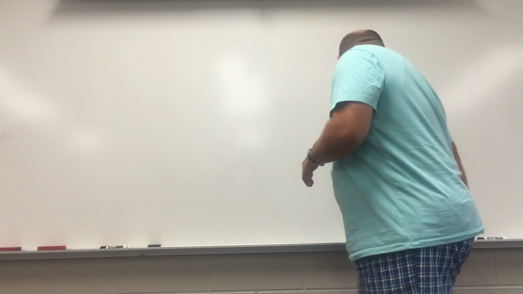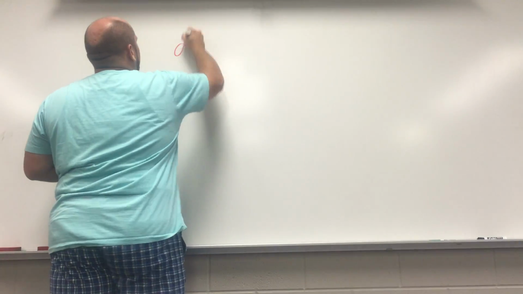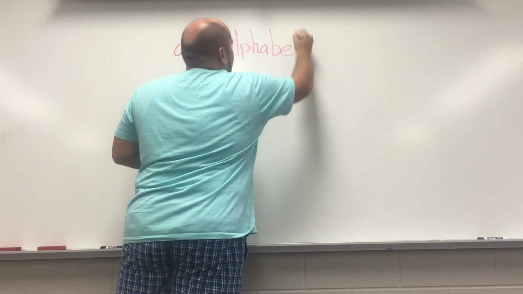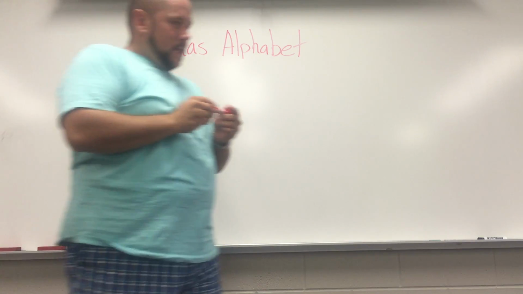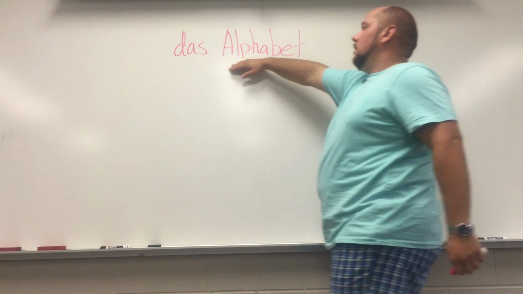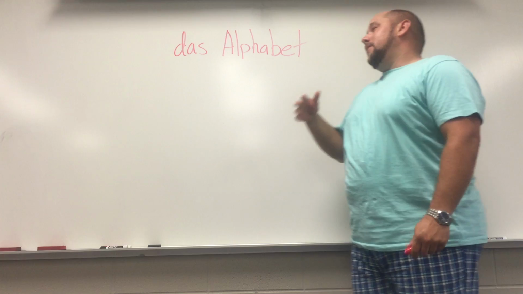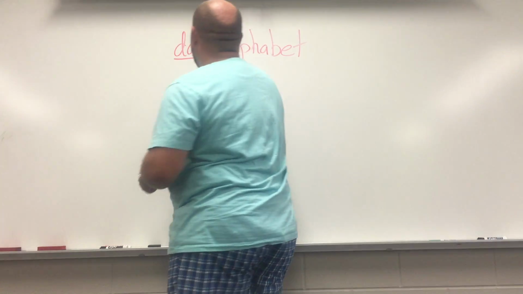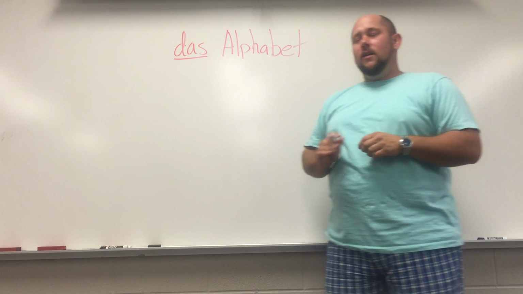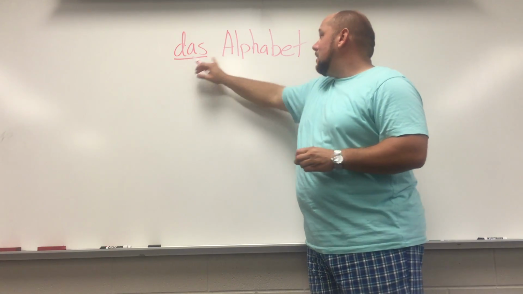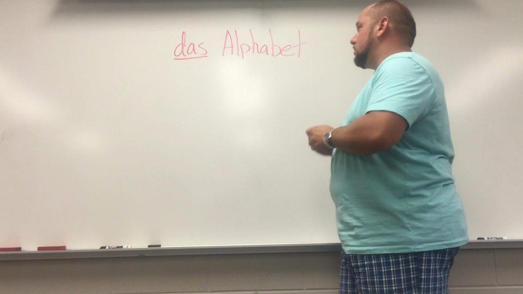All right, so today we are going to talk about the alphabet in German, of course, right? So first thing we need is the word for the alphabet. Looks pretty familiar, right? So, as you can see, alphabet, same. Spelled the same, pronounced the same, everything's the same. The only thing that's different is we use this word das, which we'll get to later. But right now, just know that das means the. So the alphabet, das alphabet. Okay? Pretty simple start there.